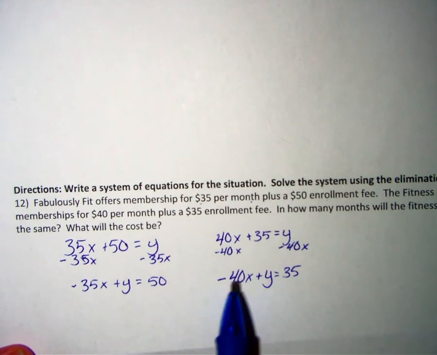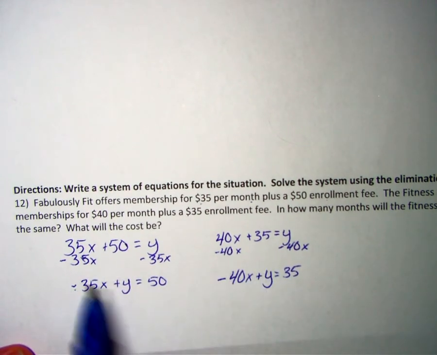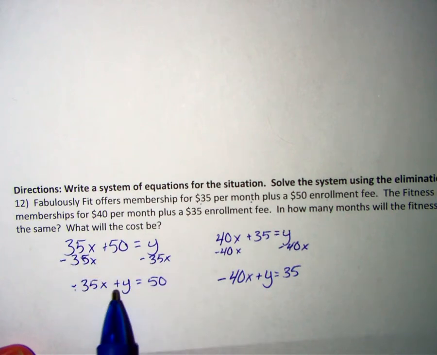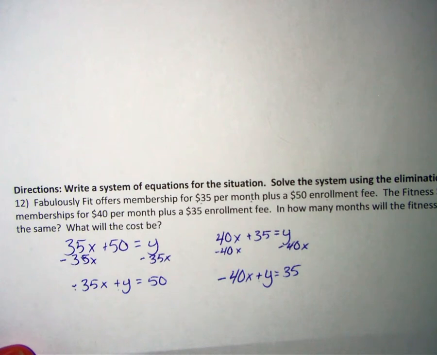Now, I can see right away that if I stack these two on top of each other, one is going to have a positive y, the other is going to have a positive y. So if I add those variables together, I'm going to end up with 2y. I have a negative 35x and a negative 40x. If I add those two together, I'm going to end up with negative 75x. I don't want either one of those.